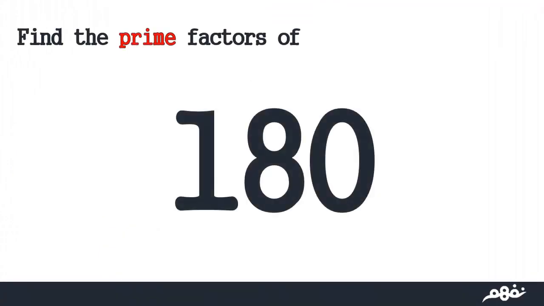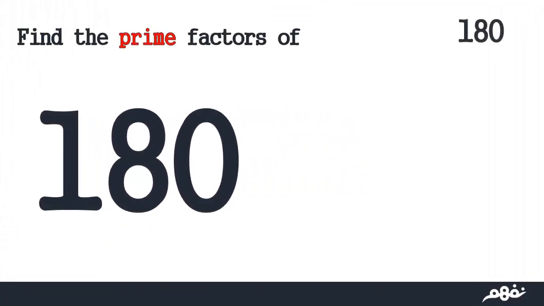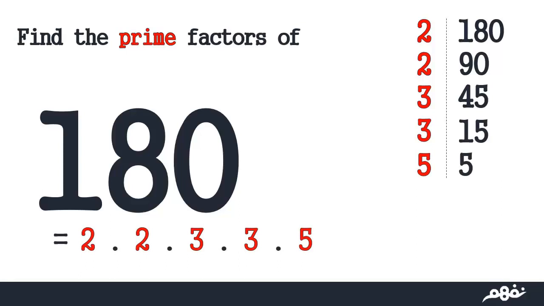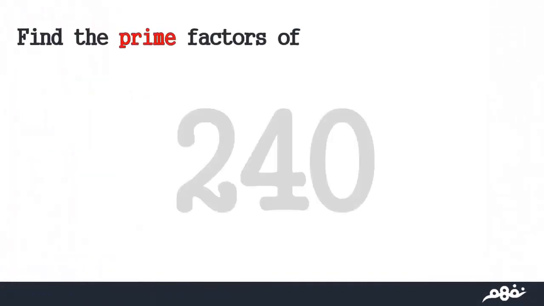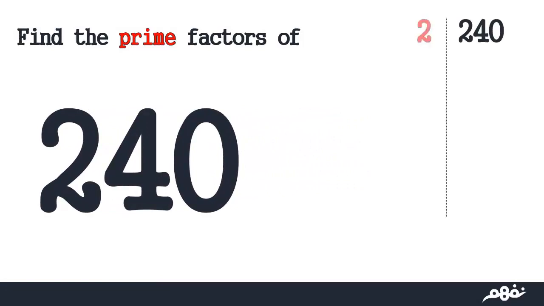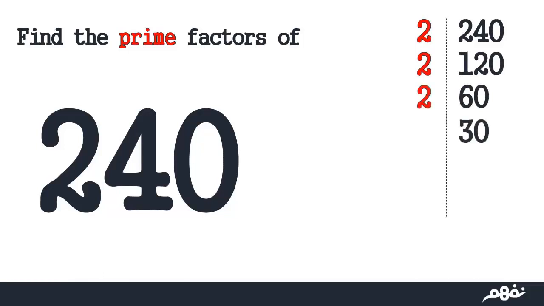What if I tell you, find the prime factors of 180? You start by the prime factorization, you already know it, like dividing by 2, by 2, by 3, by 3, and by 5. Thus, you found it: 180 equals 2 times 2 times 3 times 3 times 5. The same if I am asking about 240. You start dividing by 2, by 2, by 2, by 2, by 3 and by 5. Thus you found it equals 2 times 2 times 2 times 2 times 3 times 5.